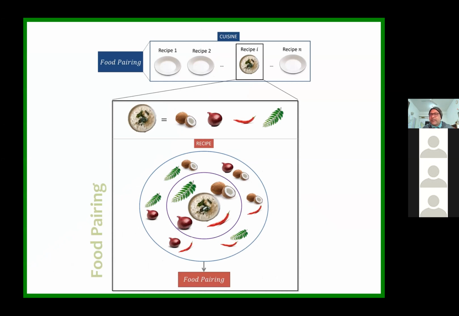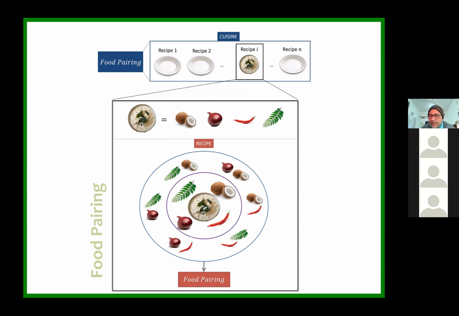Well, you look at a cuisine, and a cuisine could be said to be a set of recipes, recipe 1, 2, 3, all the way up to the last recipe. And each recipe can be broken down, such as the ith recipe shown here, into its constituent ingredients. A caricature coconut chutney is shown here, wherein you have coconut, onion, chili, and curry leaf as the 4 ingredients forming this coconut chutney, which is not true, by the way. This is just an example here.